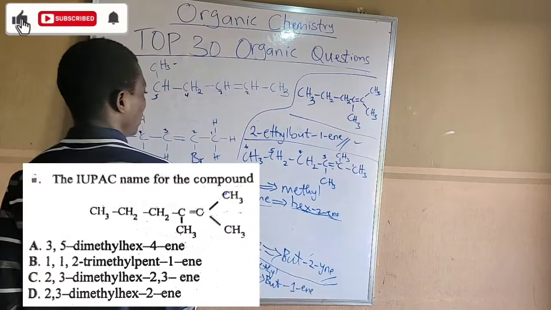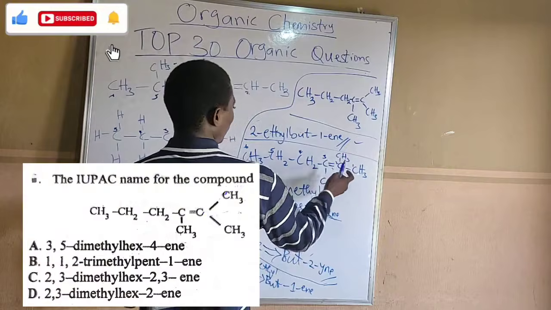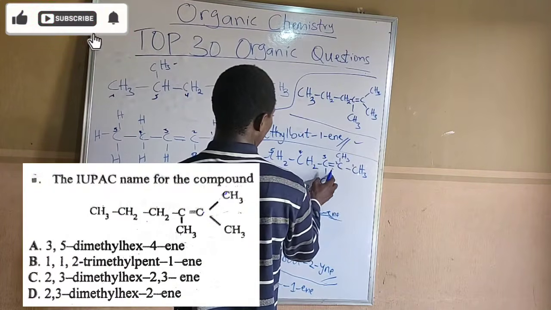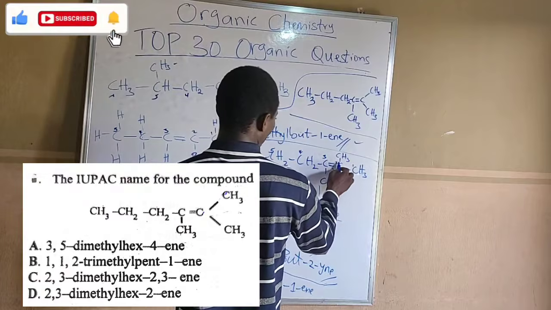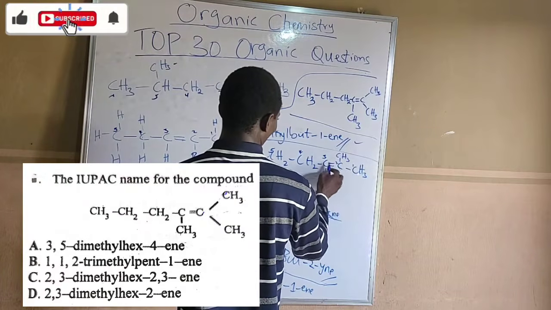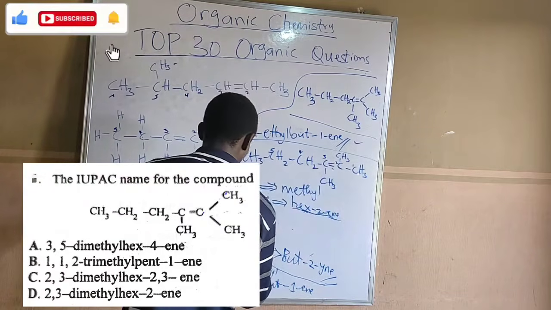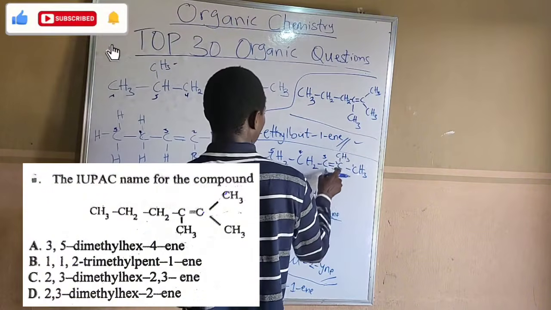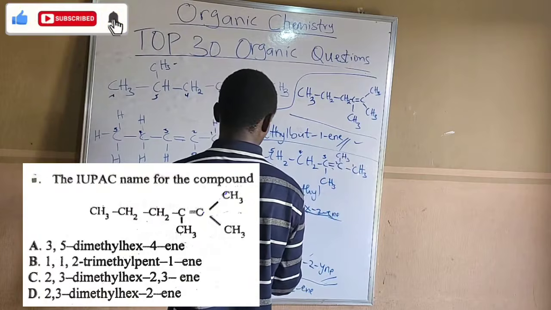Now, to name this, if you are coming like this, you get to the first methyl here, and the second methyl is here. So the first methyl is at carbon 2. The second one is at what? Carbon 3. So we say 2,3. Now, how many methyls? It is 2 methyls. Dimethyl.